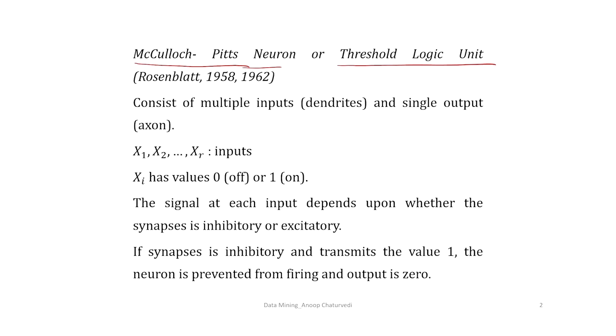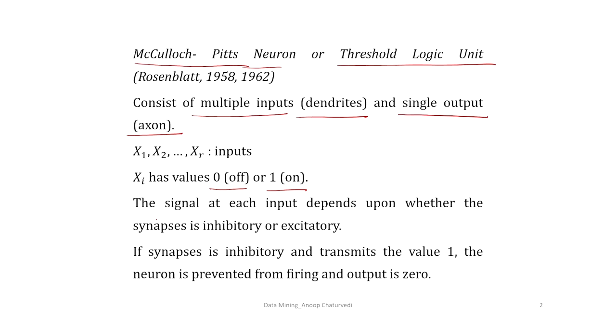It was introduced by Rosenblatt in 1958 and then in 1962. Again, the threshold logic unit has multiple inputs or multiple dendrites and single output, that is single axon. So, suppose x1, x2, xR are R inputs, and xi has value 0, you may write it as off, or 1, which is on. So, it is just like a Bernoulli random variable.